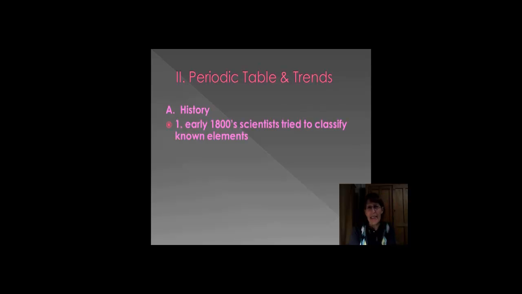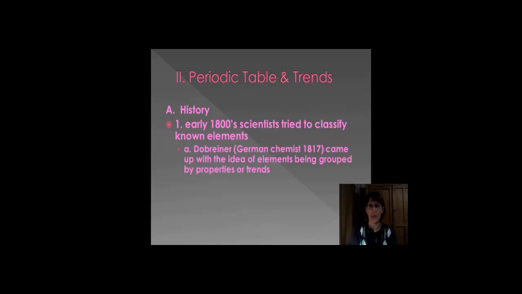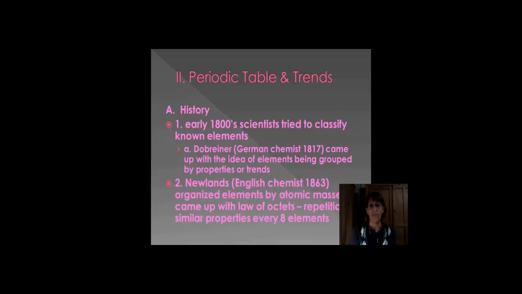In the early 1800s, scientists tried to classify the known elements. They tried to figure out, all right, we've got these elements that we know, let's classify them. So the first guy that we really know of is Dobereiner, a German chemist, and he came up with the idea of the elements being grouped by properties or trends. So he said, hey, let's put like elements together. Newlands came along in 1863 and said, okay, that's pretty good. Let's organize them by atomic masses, and he came up with this thing called the law of octaves, which means that he noticed that similar properties were repeated, it seemed like every 8 elements.